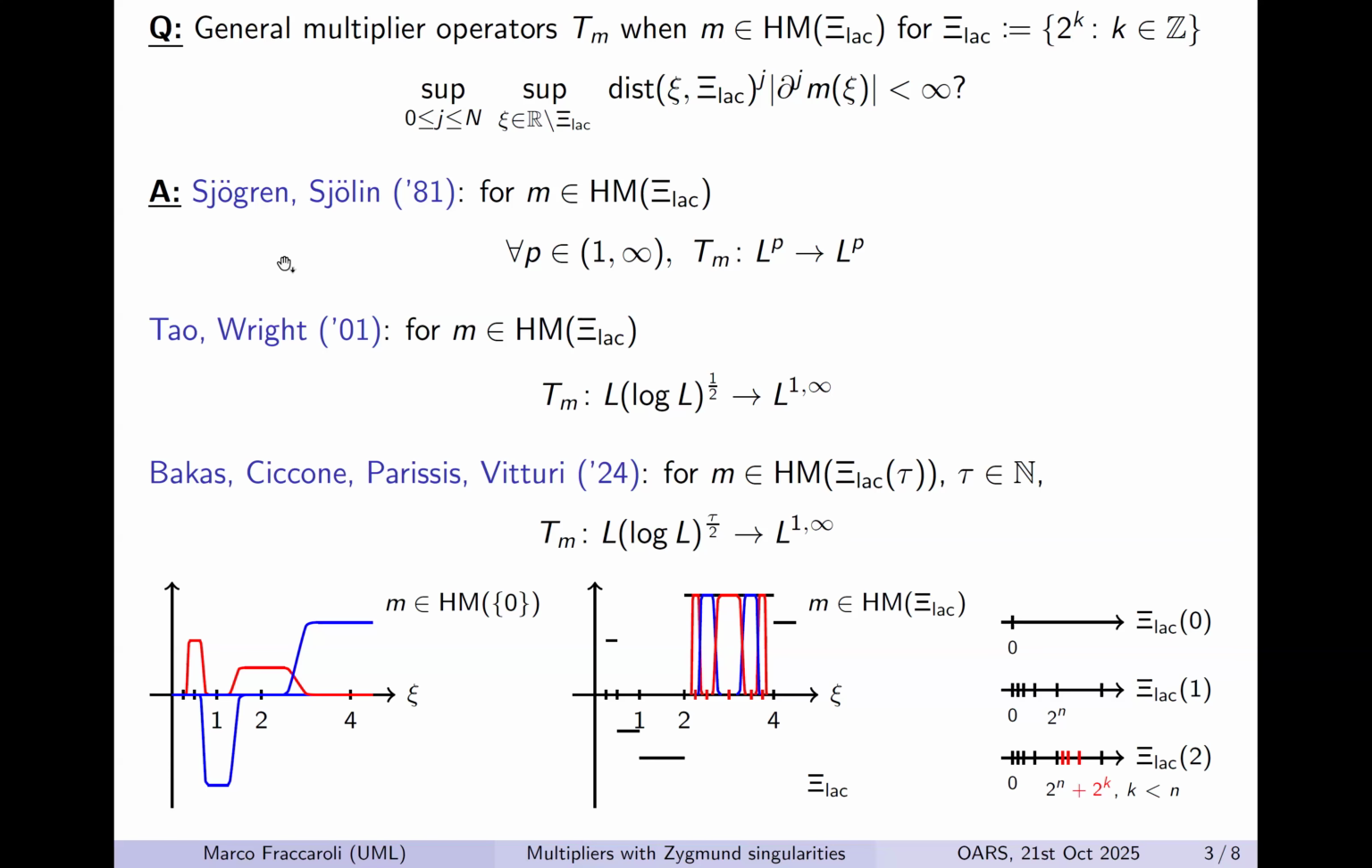So Sjogren and Sjölin tell us that the LP estimates are all true for Hörmander-Mihlin multipliers with respect to a lacunary set of any order. But again, the endpoint estimate has to be upgraded now to L log L to the tau over 2, where tau is the order of lacunarity. And this was proved by Odysseas, Valentina, Yannis, and Marco.